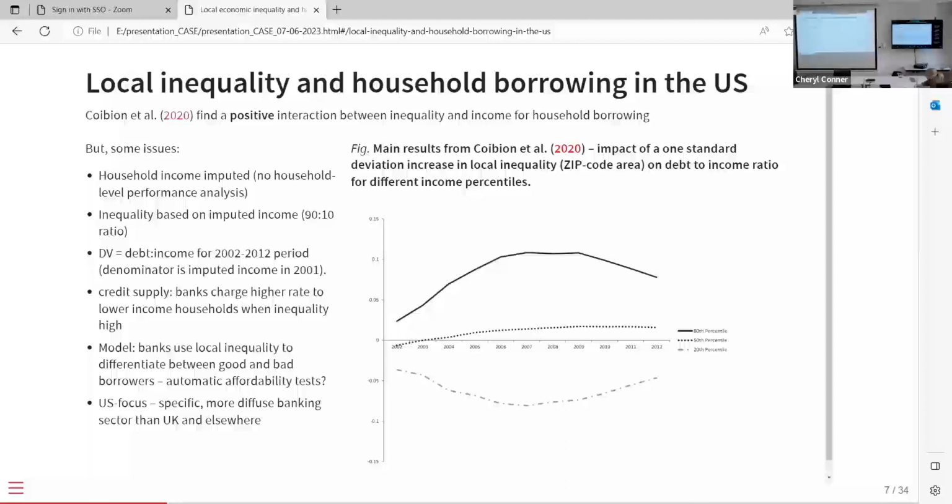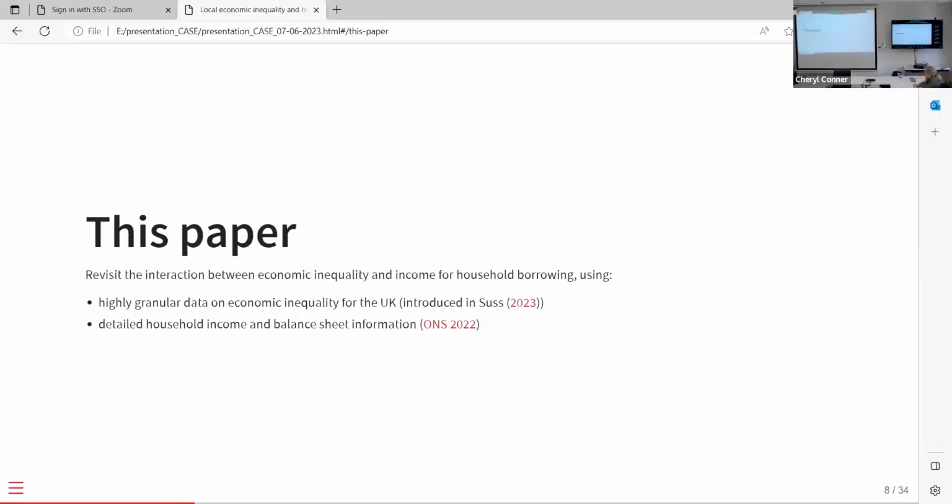So there's other reasons why maybe we need more evidence here. It's a US study, a very specific type of banking sector, more diffuse, with many more regional banks. So the UK, which is a very different, more oligopolistic banking sector, with nationwide type of banks, might be better evidence. So that's what I'm doing here.